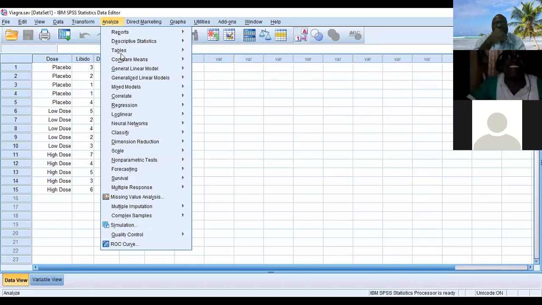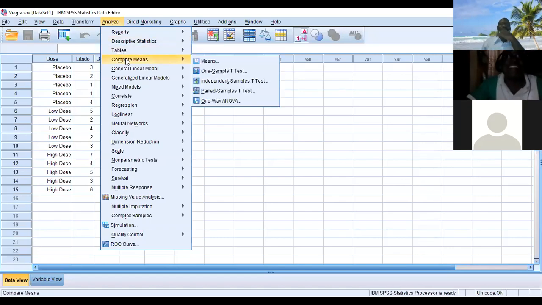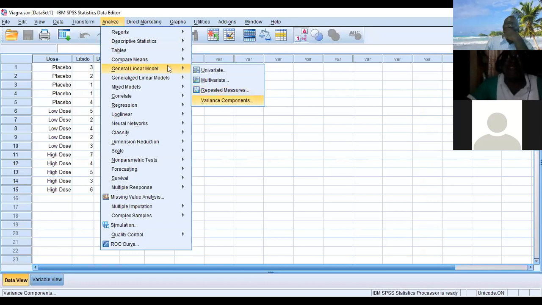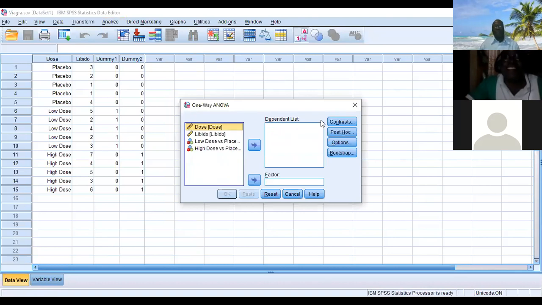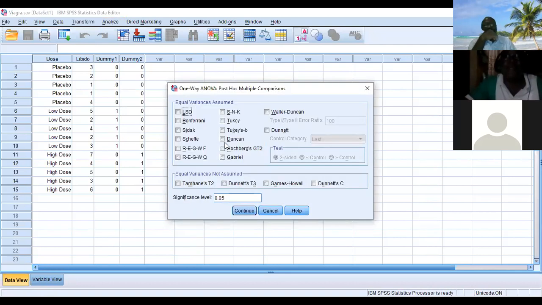Okay. So it's coming up. Analyze, then compare means, then one-way ANOVA. Then the dependent variable is libido, and the factor is dose. Yes. So now it's a post-hoc test. Which of them do we take now? Use Bonferroni first. Let's look. Click on Bonferroni number 2. Okay, I've clicked it.